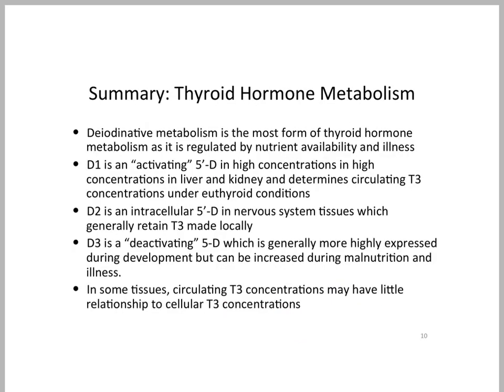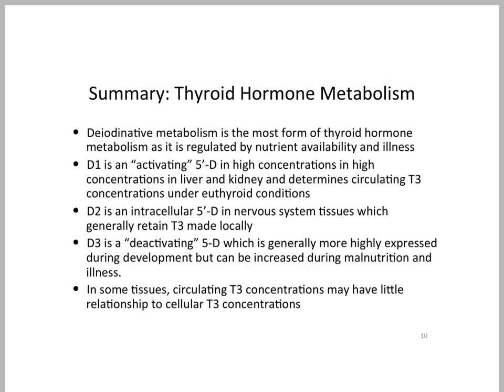So in summary, deiodinative metabolism is the most important form of thyroid hormone metabolism, as it is regulated by nutrient availability and illness. The deiodinase 1 is an activating 5' deiodinase. It's in high quantities in the liver and kidney, and it tends to be the type of deiodinase that determines circulating T3 concentrations under euthyroid conditions. The most important thing there is that it helps to deliver activated thyroid hormone T3 to other tissues.